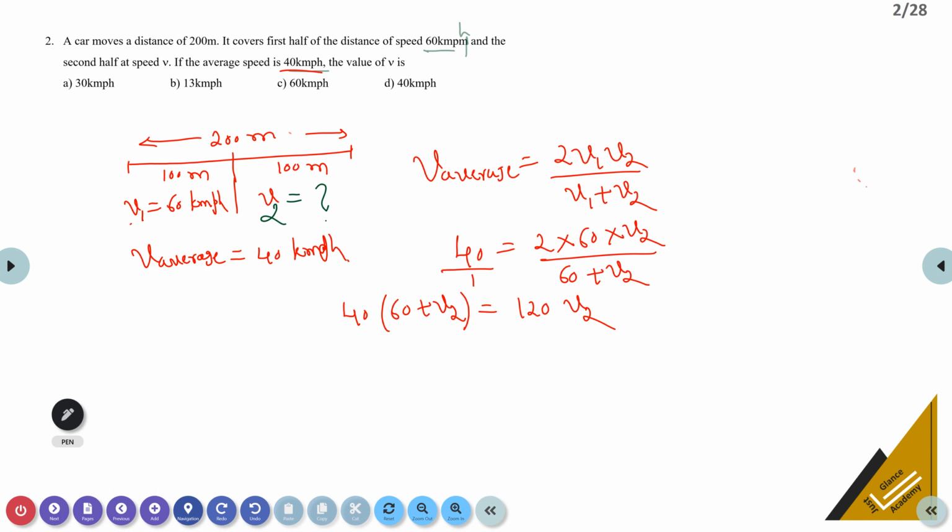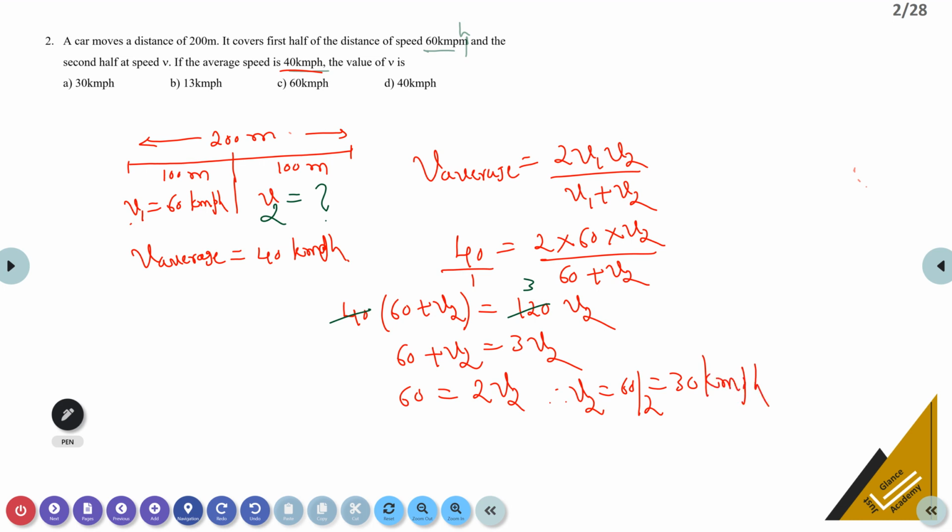So that 60 plus V2 equals 3V2. You transfer it, then 60 equals 2V2. Therefore, V2 equals 60 by 2 equals 30 kilometer per hour. This is the V2 value. So that A is the right option.